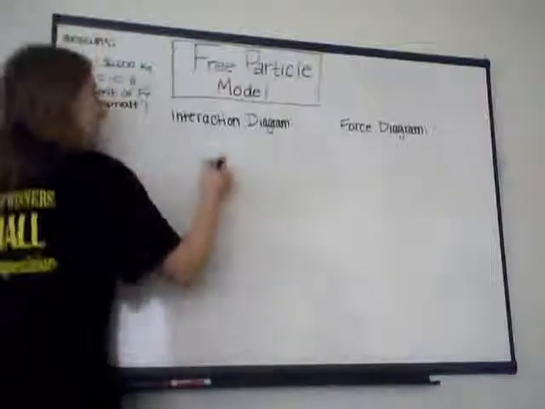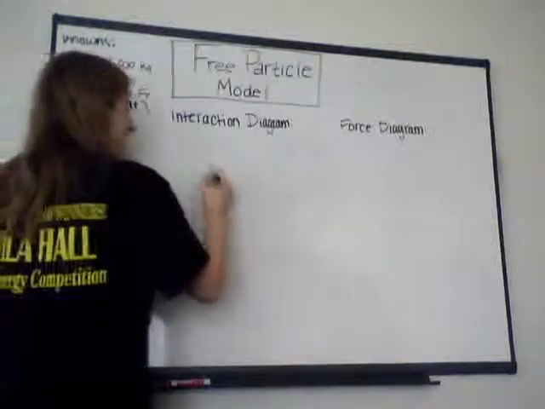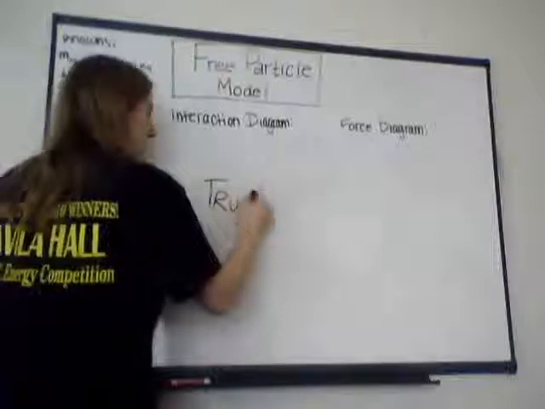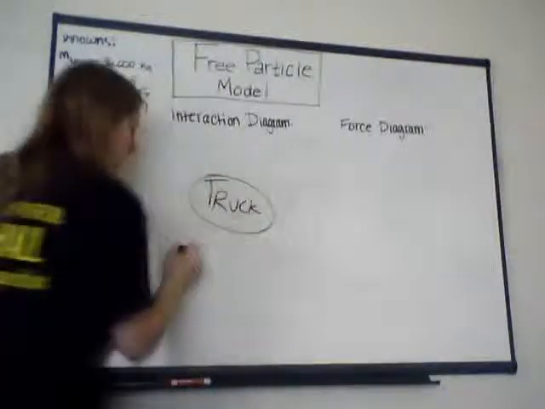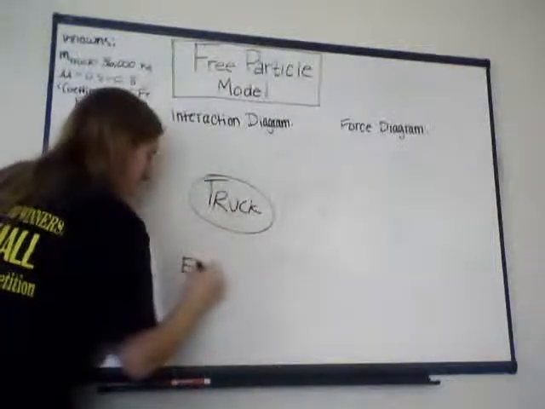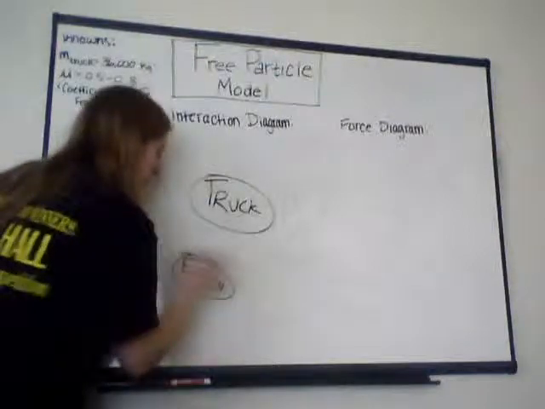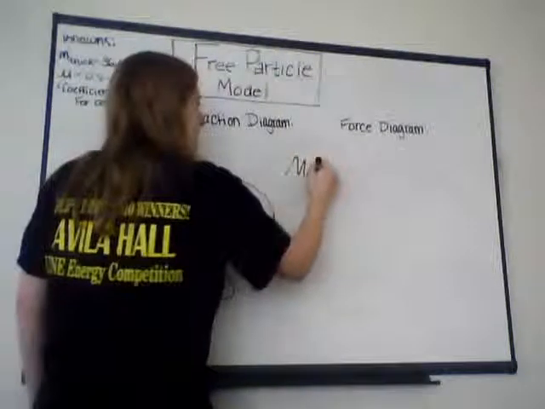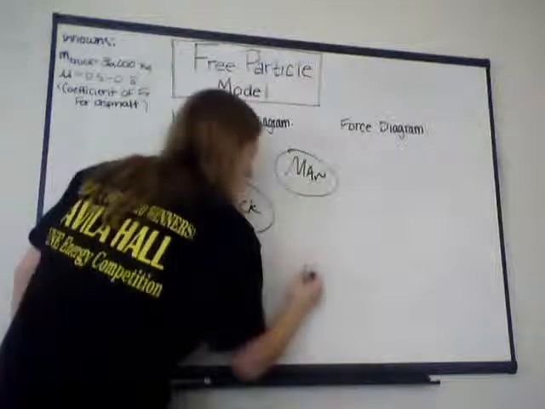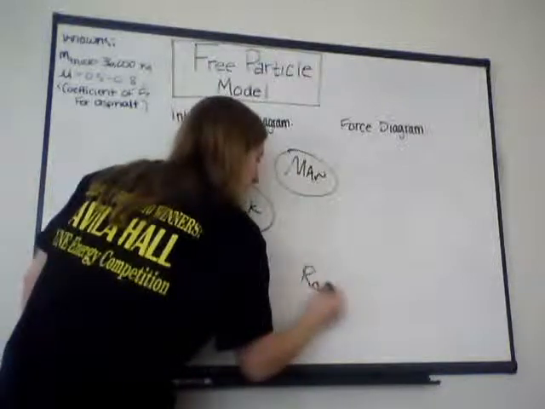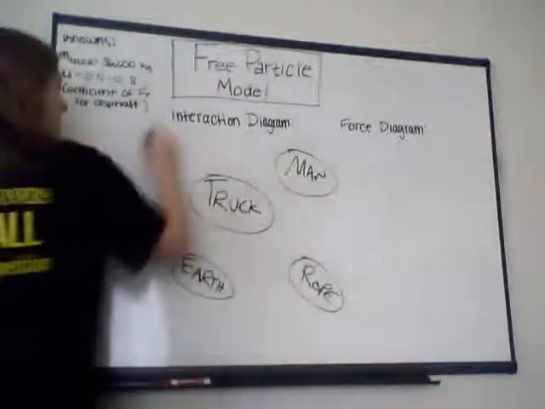So we're going to start with the interaction diagram. The object we're looking at is the truck. Acting on the truck is the earth, man, the rope, and the asphalt.